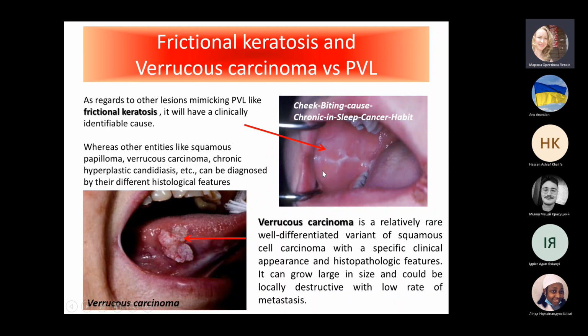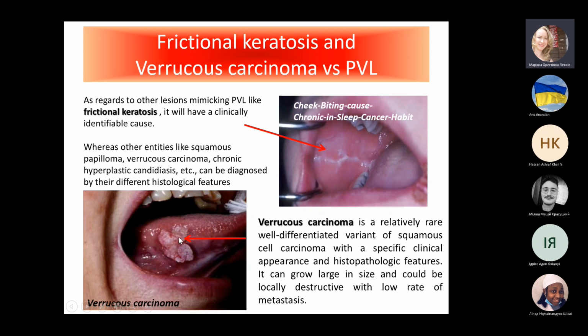But dentists can find out from anamnesis such conditions as frictional keratosis. At the same time, other entities like squamous papilloma, verrucous carcinoma, and chronic hyperplastic candidiasis can be diagnosed by their different histological features. On this photo, there is verrucous carcinoma.